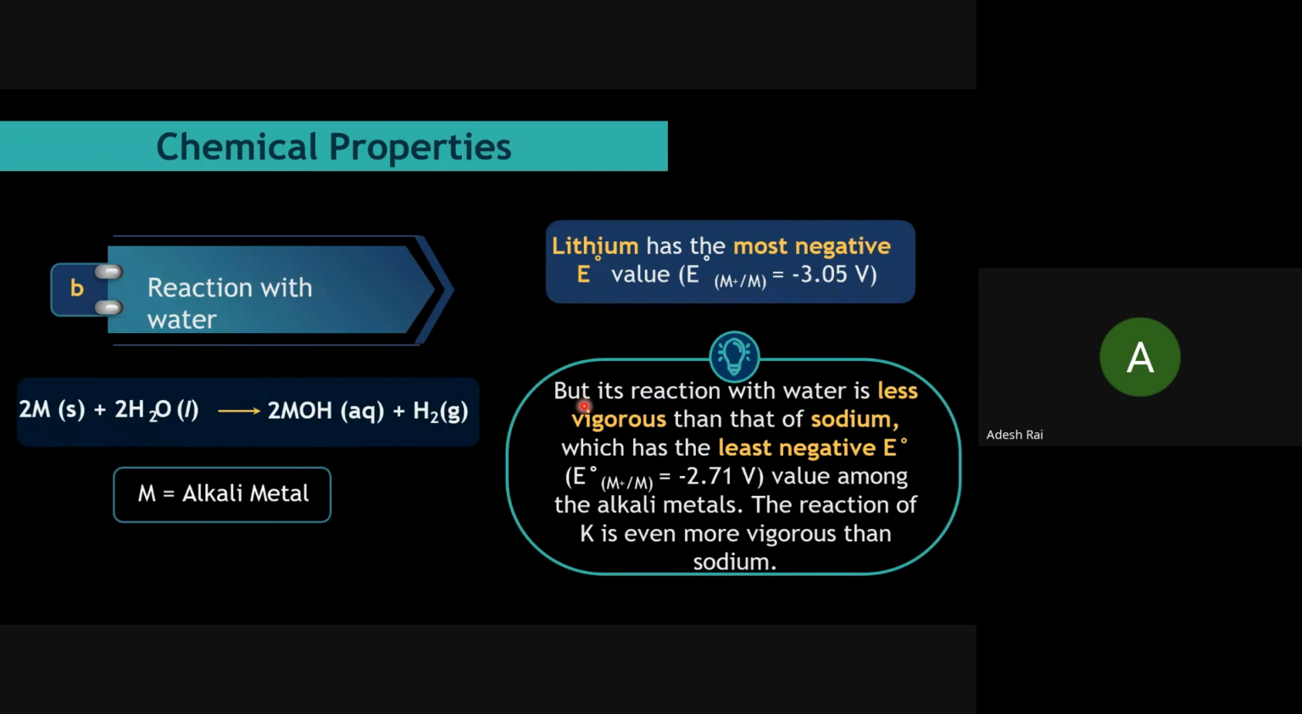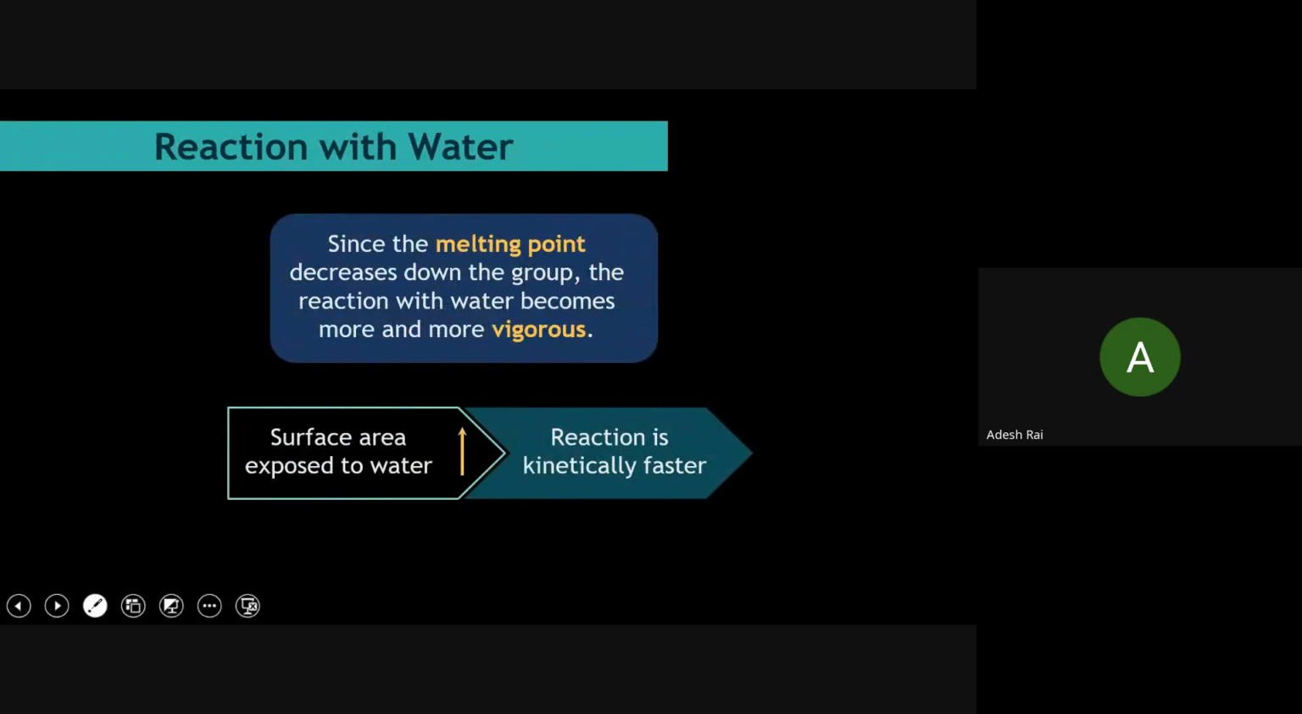So there are two reasons. First, we all know that the highest E naught value means the most reactive one, but still it is reacting less vigorously with water. The reason is the thermodynamic angle, because the lithium ion is thermodynamically more stable in water. Because it is thermodynamically more stable, the rate is less. The rate is higher for the sodium water reaction. This is what is discussed over here.